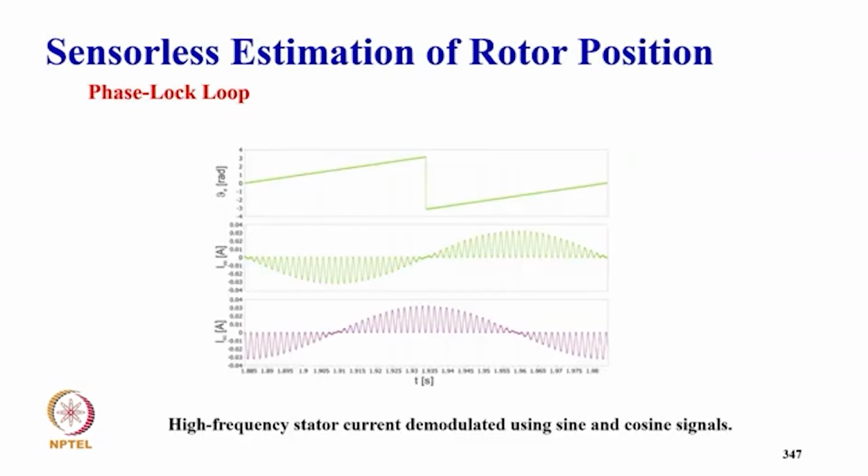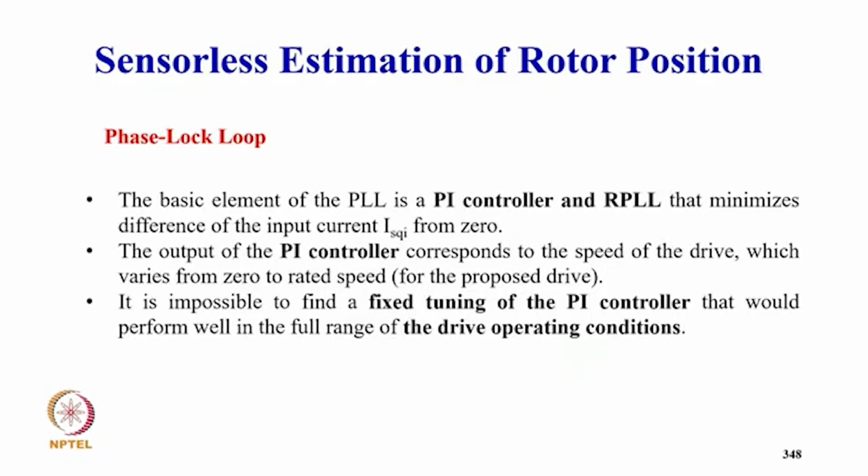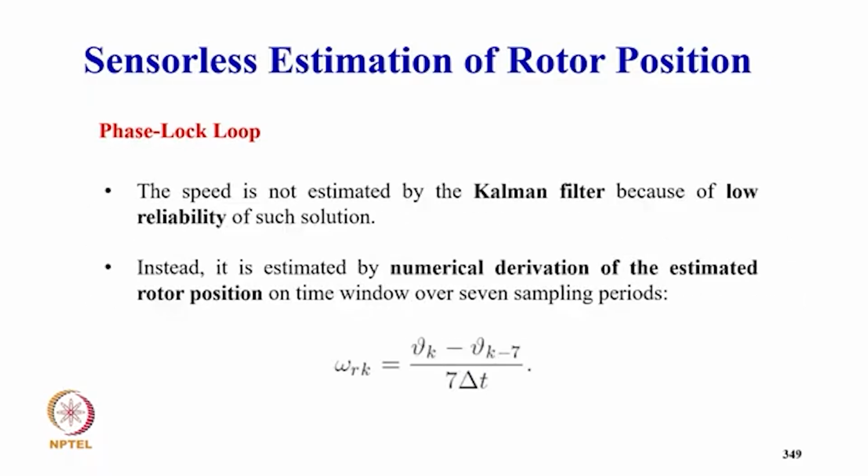And this is the result of PLL, high frequency current demodulated using sine wave and cosine wave. So the basic element of PLL is a PI controller that would minimize the difference of the input current I_sq from 0, and the output of the PI controller corresponds to the speed of the drive, which varies from 0 to rated speed for the proportional drive. And it is possible to find a fixed tuning of the PI controller that will perform well in the full range of the drive operating condition.